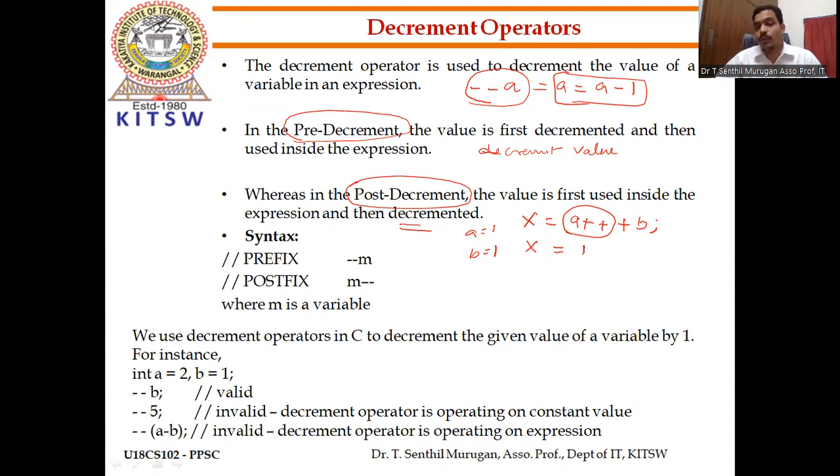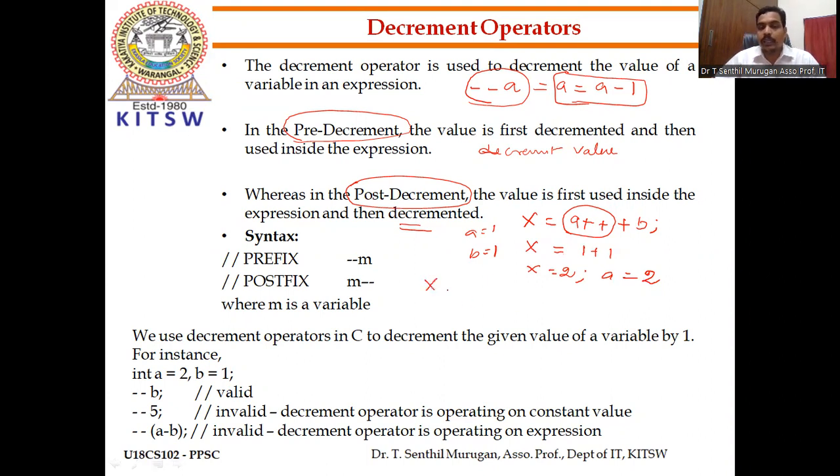So what is the value of a? 1, plus the value of b, 1. So finally x = 2. After this statement, a is incremented by 1, so now a = 2. Clear? This is post increment.